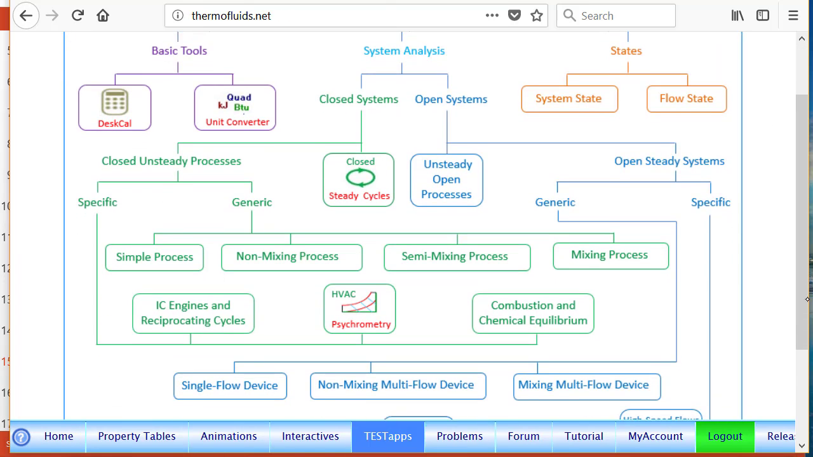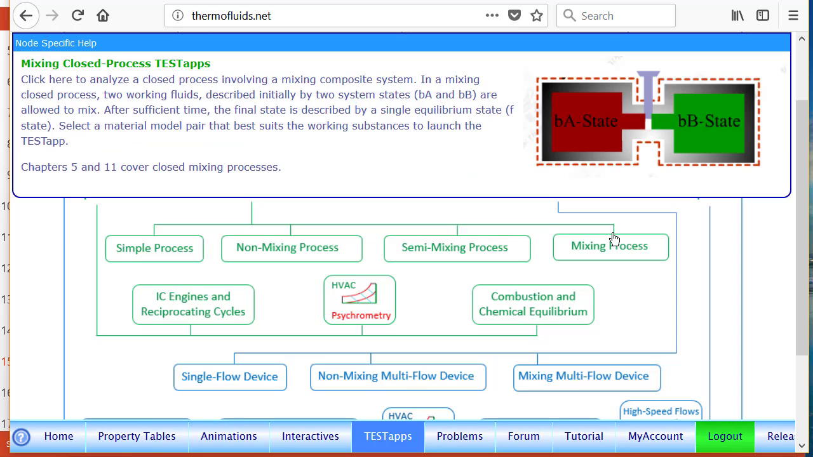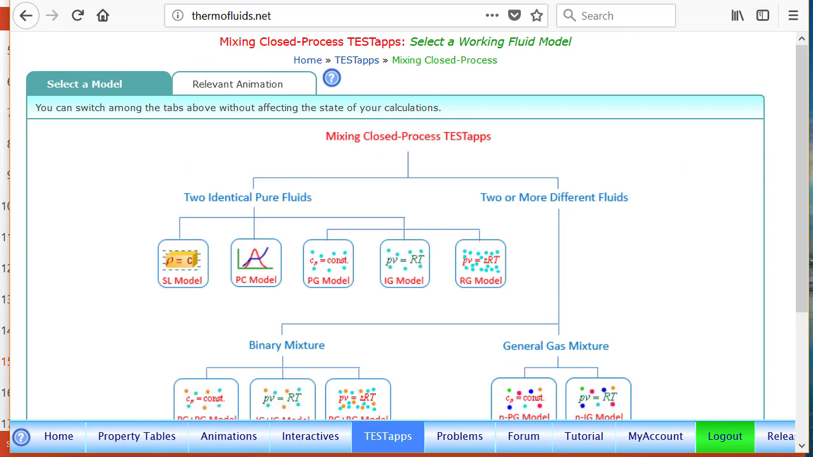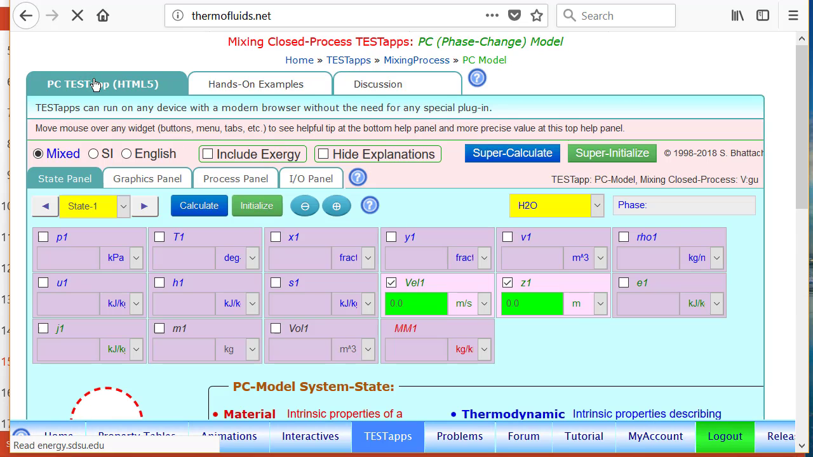Obviously, the system is closed. We follow the generic branch, and this is a case of a mixing process. In this case, liquid water mixing with pure vacuum. Of course, the PC model should be our correct model because water can evaporate. In fact, it will. Okay, so let's evaluate the states.